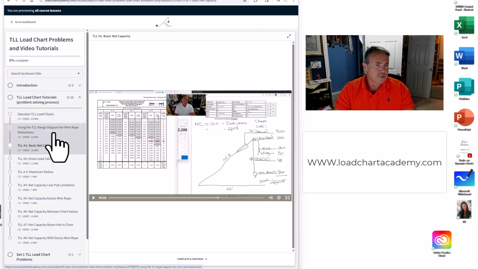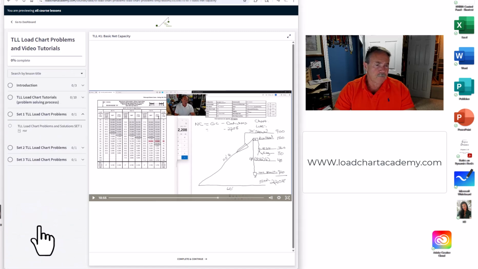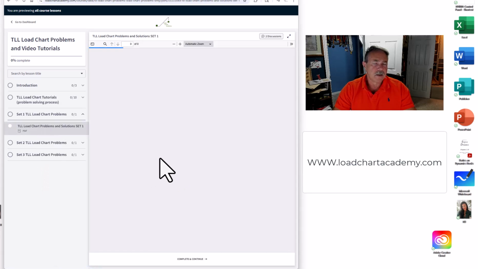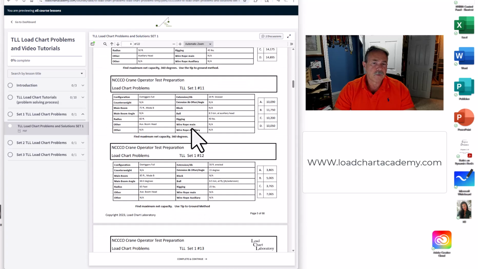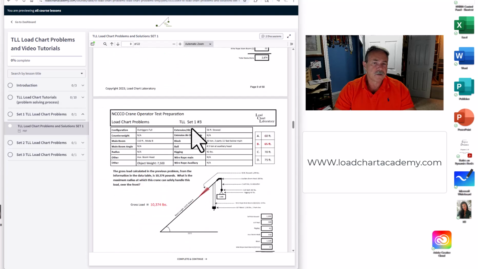Again, here's a listing of the videos. Video covering the load charts, video covering how to use a range diagram, and then there are several videos that look specifically at different problem variations. Again, the practice problems are still here, 45 practice problems broken down into 3 sets, and here's what they look like. Here are the problems, the first part, and then the solutions.